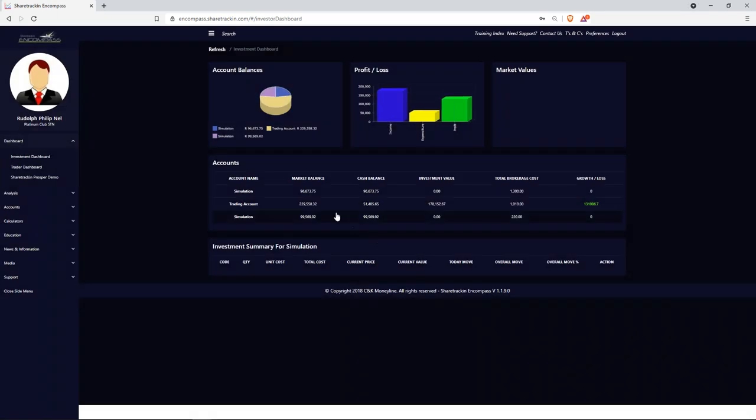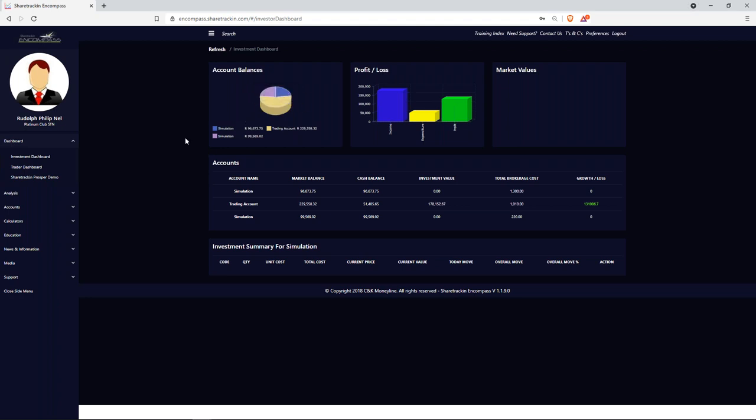Once you've logged into the software, you'll find your investments dashboard. Now, on your investment dashboard, you will start off with a default account, which we call the simulation account. So you'll see that I've got two simulation accounts here, one that I'm playing around on, and then one which is my real simulation. And then I've got my trading account, which is what I'm tracking on my real shares. But when you start off, you'll only have one circle here in the pie graph. All right, you won't have three different ones.